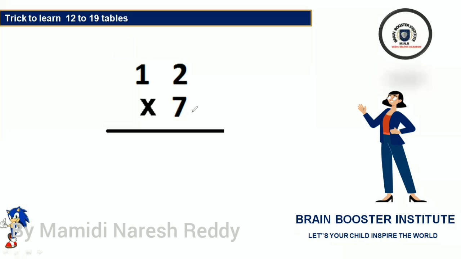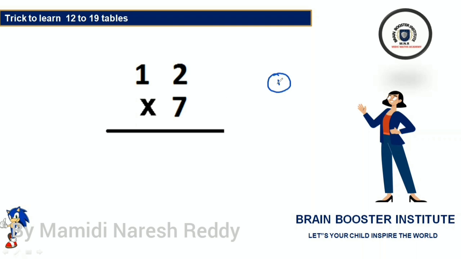So what is the trick here? Let's see. It's a beautiful trick, my friends. Please listen carefully and don't miss each and every step in the video. Now, what do you need to do, my friends? The bottom number is 7 and the top number is 12.